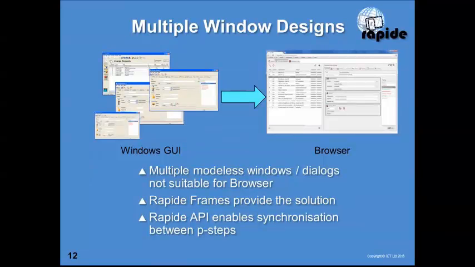And as part of that, once you start to have multiple windows, you need to think about how you're going to synchronize data between them all. And there are a lot of methods and functions in the Rapide API that enable you to have very good synchronization, so that all the data is kept up to date as the user is manipulating data across multiple windows.